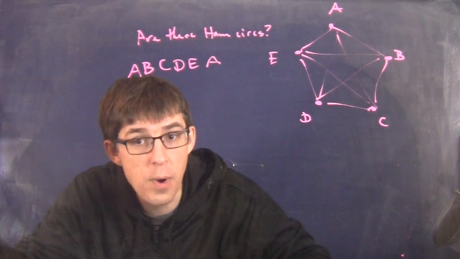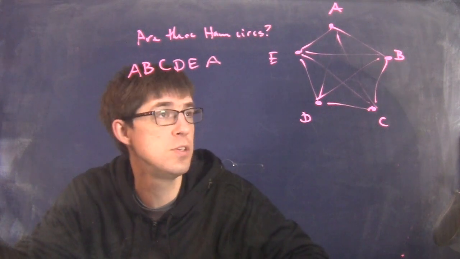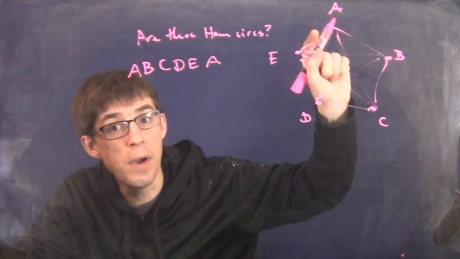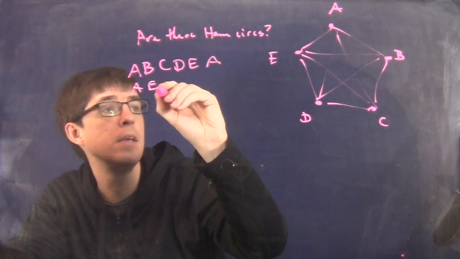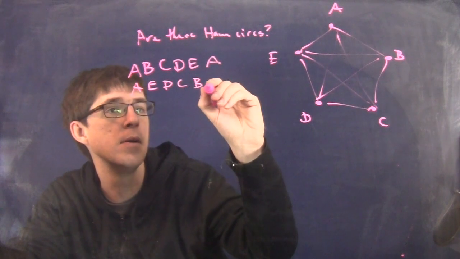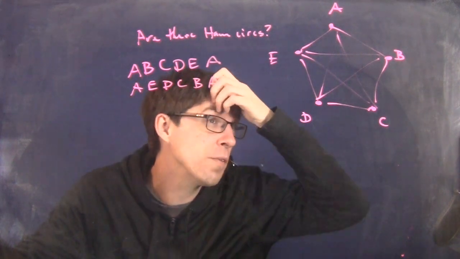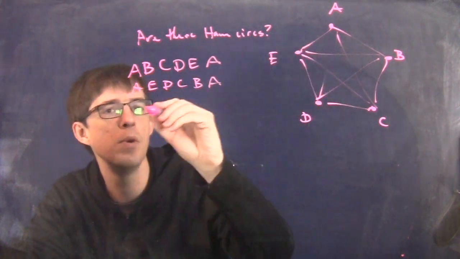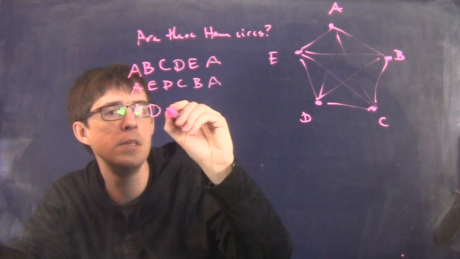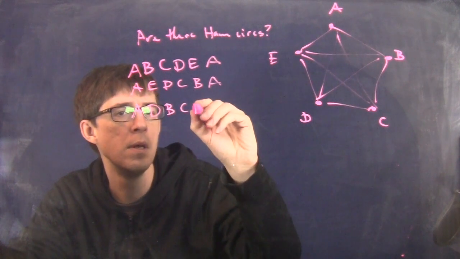Okay, is there another one? Are there other ways to do it? Well, you could go the other way around. All right, so that would be A, E, D, C, B, A. Okay, that's another one. Is there another way to do it? There are actually other ways to do it. For example, I will write another one. A, D, B, C, E, A.